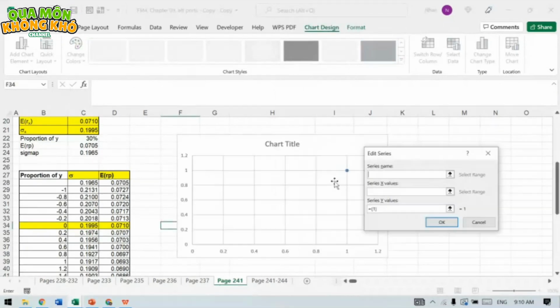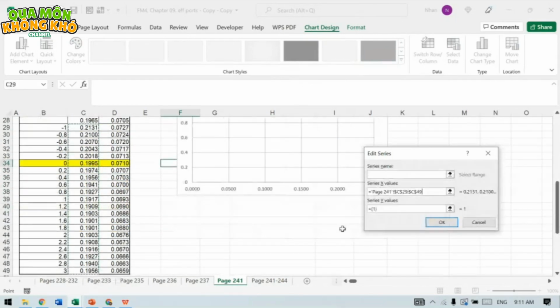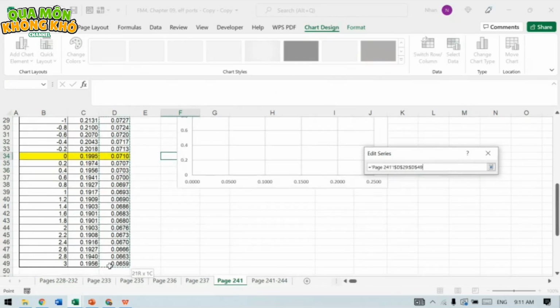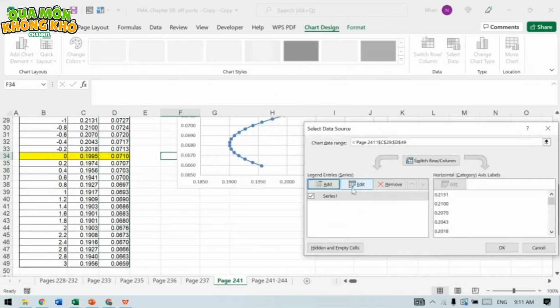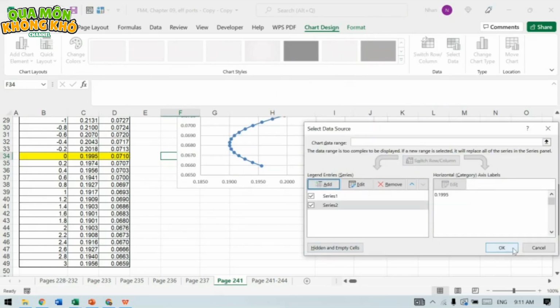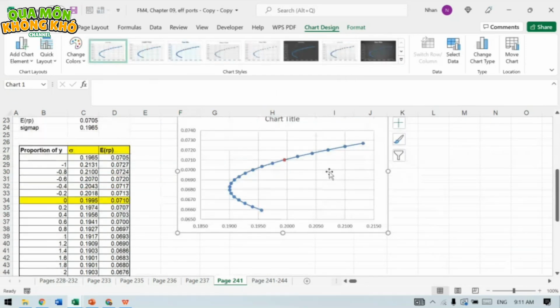Selected. And then I add the portfolio X here to see. Okay. So you can see the portfolio X here.